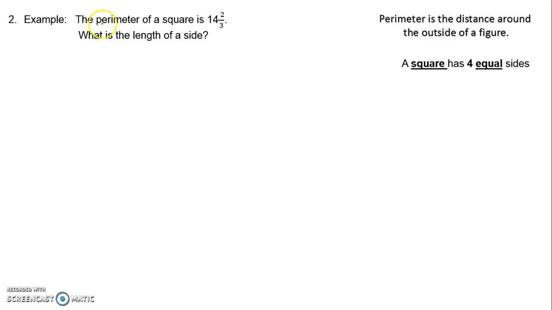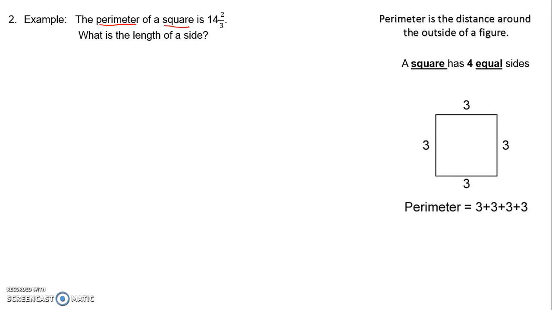So this is asking about perimeter. So it's asking about the distance around the outside of the figure, and that perimeter, the distance around the outside, is 14 and 2/3. They want to know the length of one side of that square. That square has 4 equal sides. So let's just look at a visual.